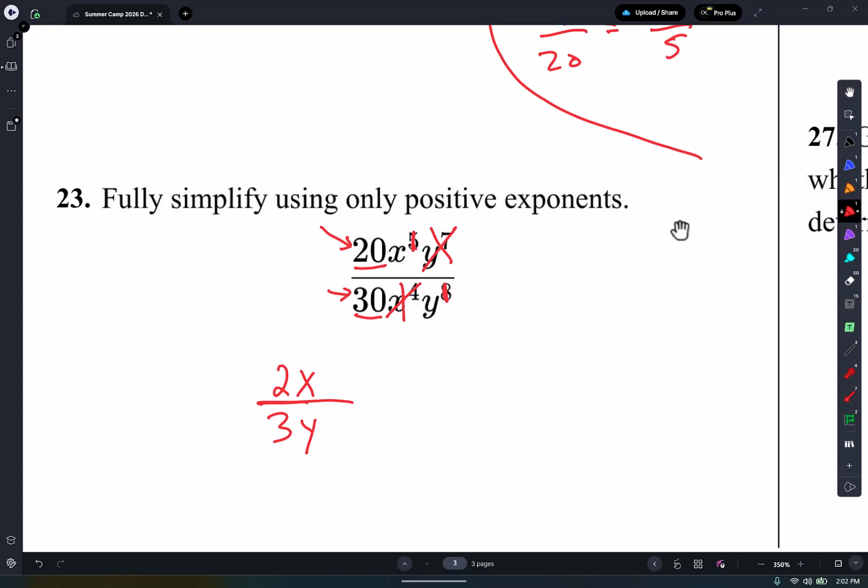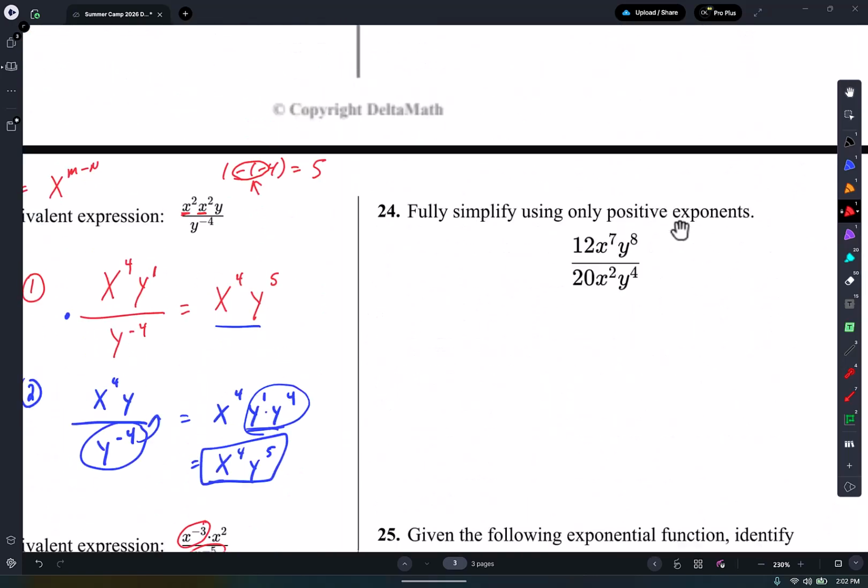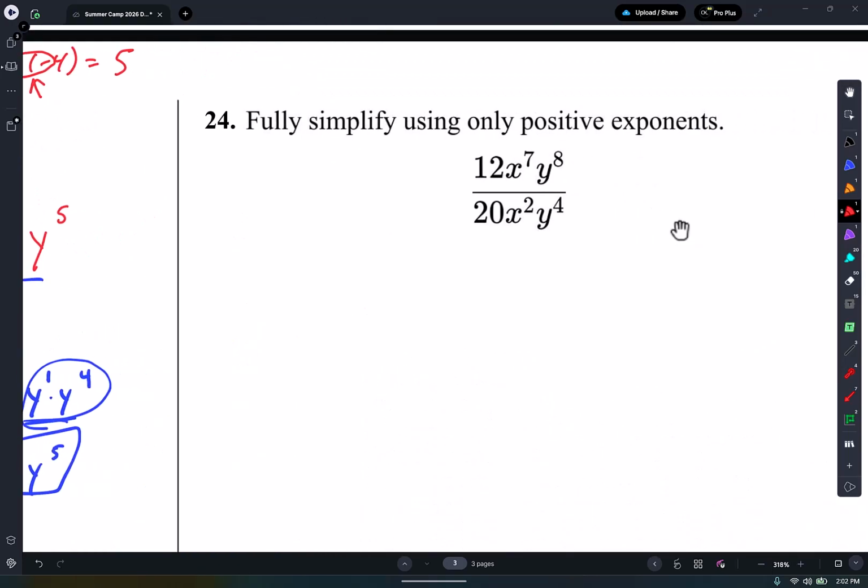Did all that make sense? Okay. Let's go to number 24.